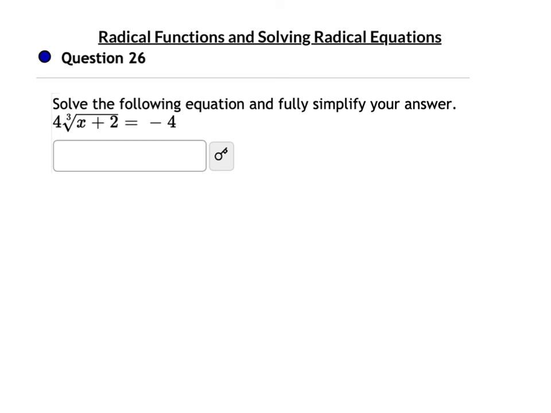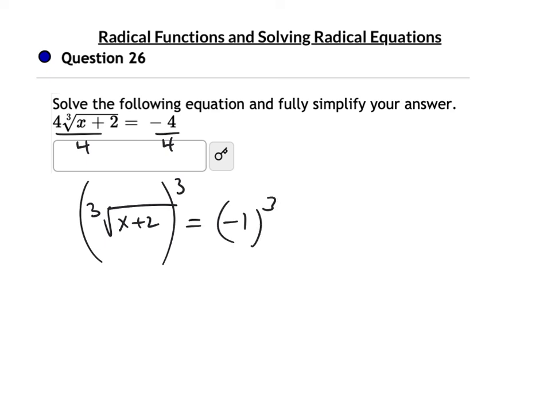Question 26, get that root by itself. Let's divide both sides by 4. The cube root of x plus 2 is equal to -1. To get rid of that cube root, we'll cube both sides. We have x plus 2 equals -1 cubed. -1 times -1 times -1 is -1. Subtract 2 from both sides, and we get -3.